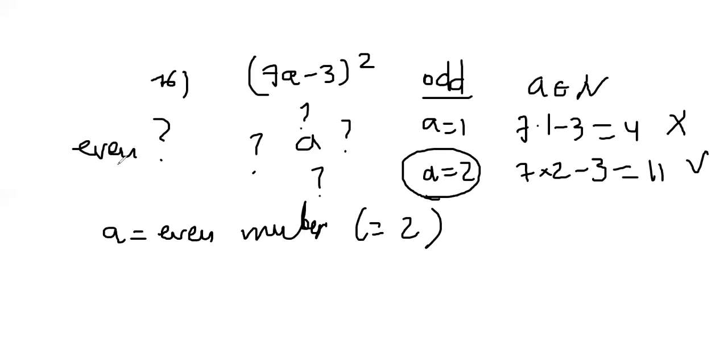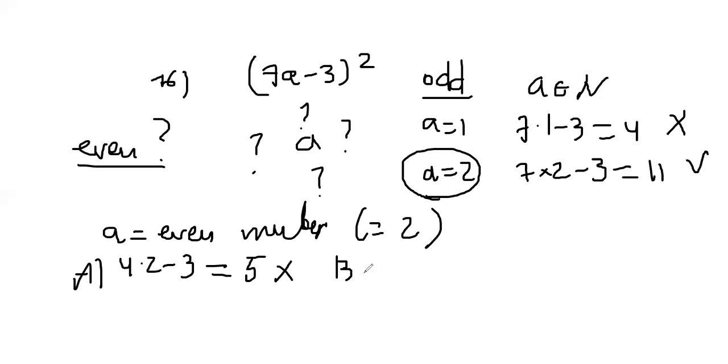We are looking for, again, even answers. Let's check a. 4 times 2 minus 3, 8 minus 3 is going to be number 5. It falls down. 2 squared minus 1 is 4 minus 1, which is going to be 3. So it's again an odd number. See.